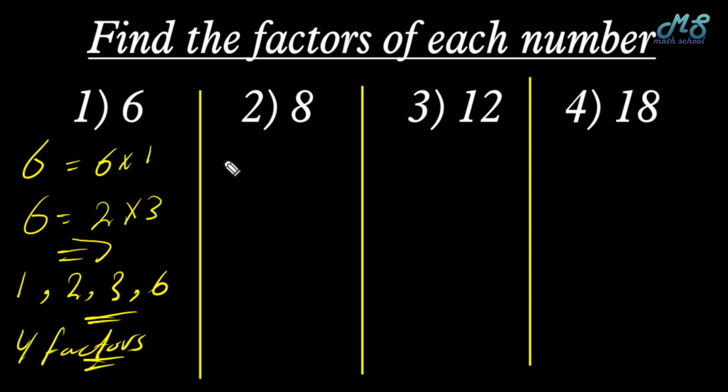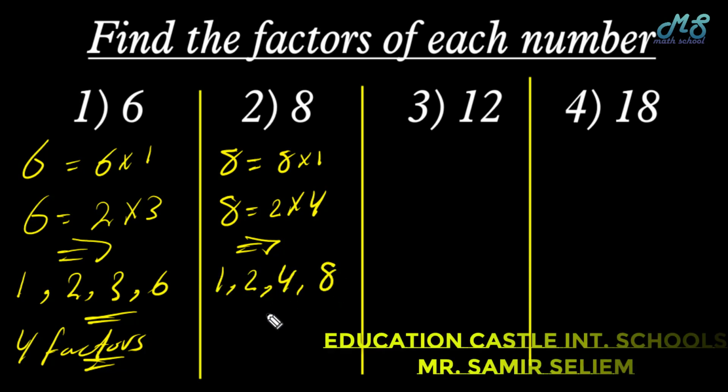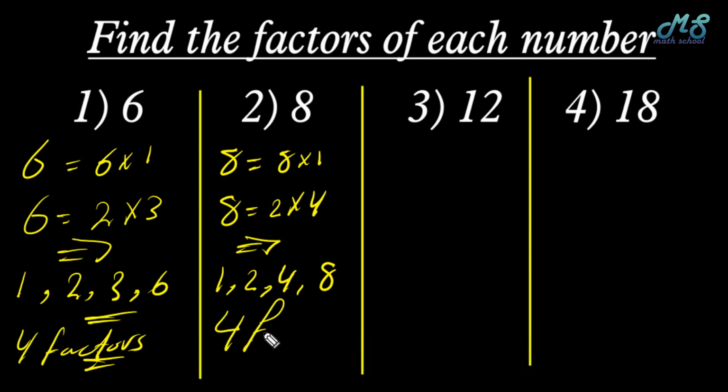Next, 8. 8, guys, is 8 times 1. And 8 equals 2 times 4. It's easy. Now we can write factors of 8: 1, 2, 4, and 8. Now, how many factors of 8? We have 4 factors of 8.